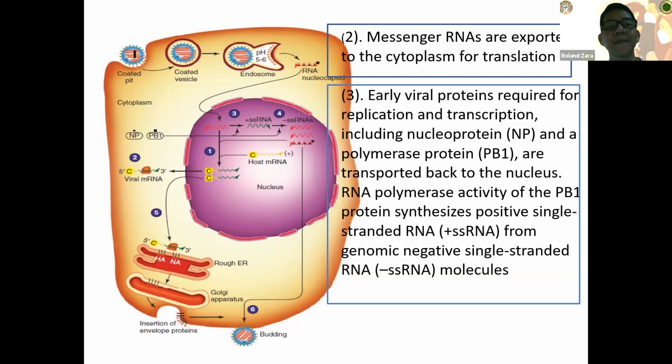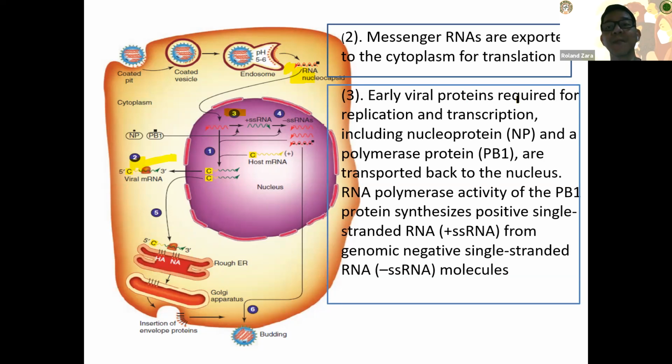Step 1 is the attachment. Step 2, the messenger RNA are exposed to the cytoplasm. This is the messenger RNA, exposed into the cytoplasm. This is the cytoplasm, and this is the nucleus. Then you have here step 3.